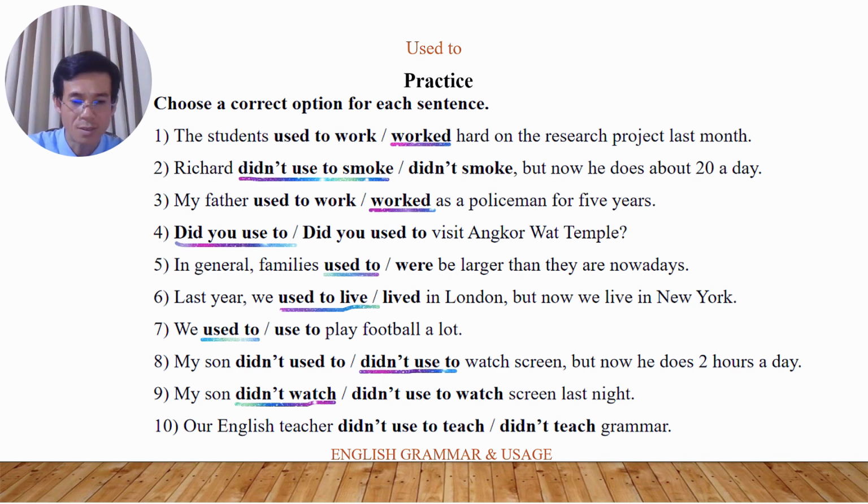The last one, sentence number 10. Our English teacher didn't use to teach or didn't teach grammar. So the correct answer is didn't use to teach grammar. We talk about the past habit of the teacher, but not past simple because it did not say the time.